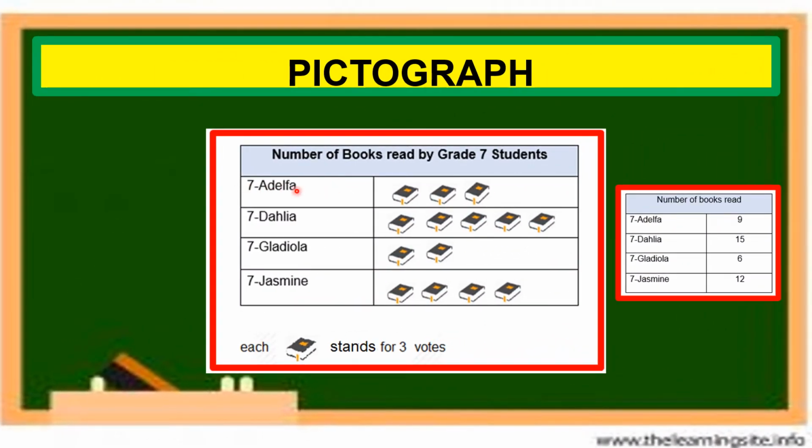So we have Adelpha. Since one book is represented by 3, Adelpha: 3, 6, 9. For Dahlia, 3, 6, 9, 12, 15. For Gladiola, 3, 6. For Jasmine, 3, 6, 9, 12. This is a representation of a pictograph.